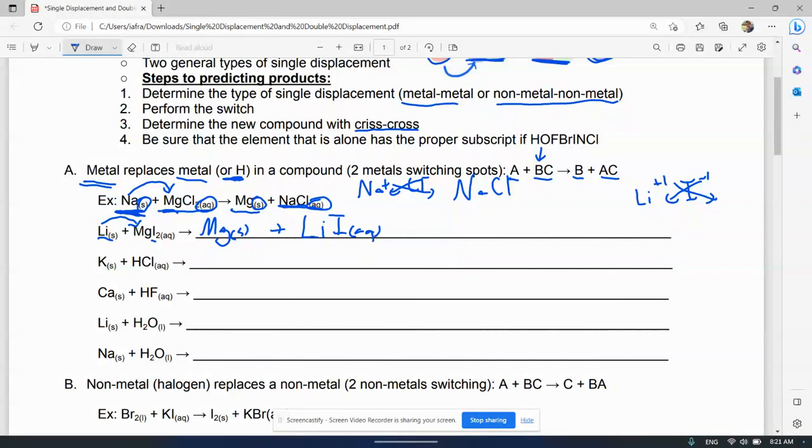Like that. You could balance this as well. Right now it's not balanced, but if you want to balance it, you could put a 2 over here, for example. That'll give you 2 iodides, and a 2 over here, that's 2 lithiums, and then everything else is nice and balanced already.